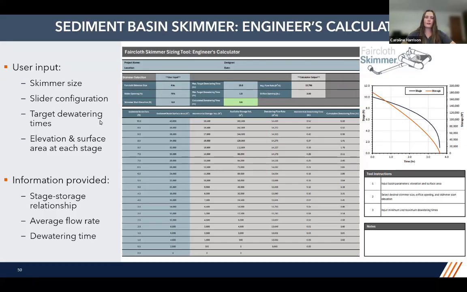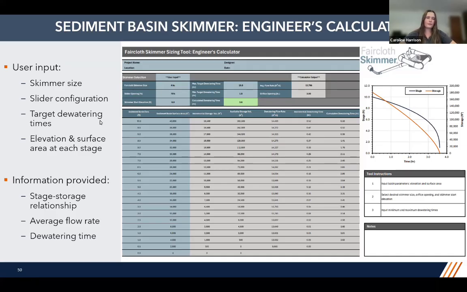What you're looking at right here is the engineer's calculator interface. This calculator describes the stage storage relationship occurring as the skimmer is dewatering a sediment basin. Here the user will input the skimmer size, slider opening, skimmer start elevation, as well as some target maximum and target minimum dewatering time.